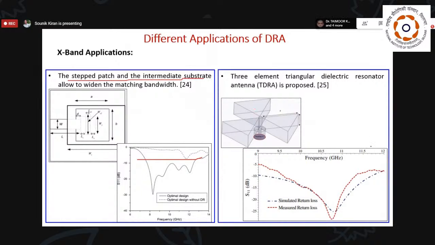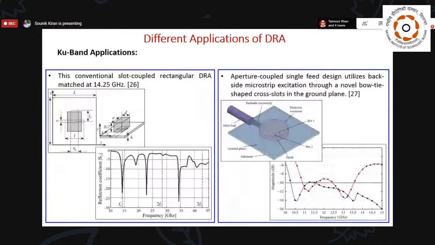Here on the right hand side, we can see they have also used three triangular DRAs with a probe coupling technique, and that can also be used for X band. Antennas have also been proposed for different sets for Ku band applications. As we see, it was operating at 14.2, and here also they have used the cross slot technique with the cylindrical DRA.